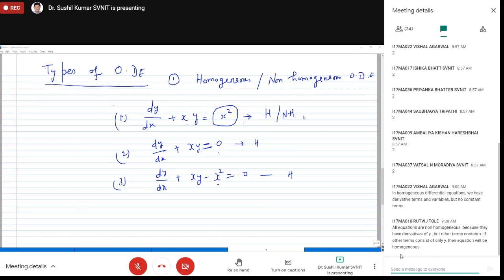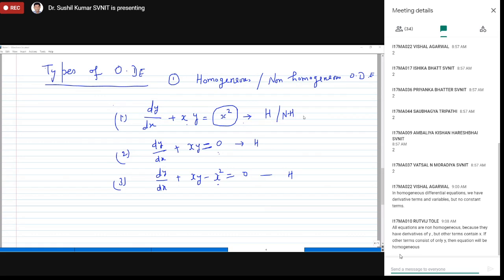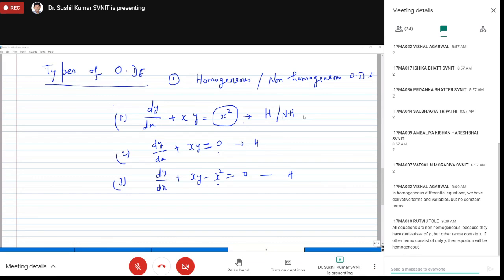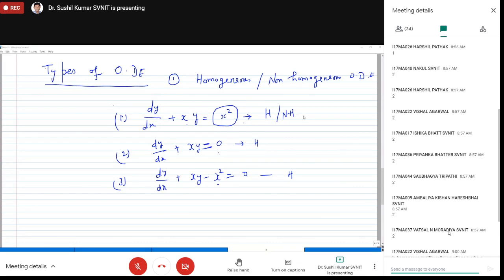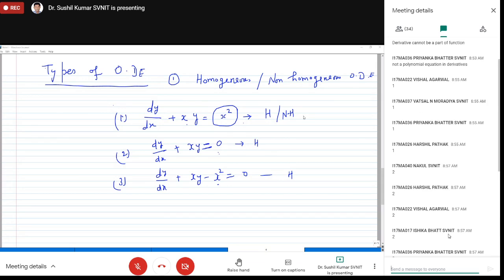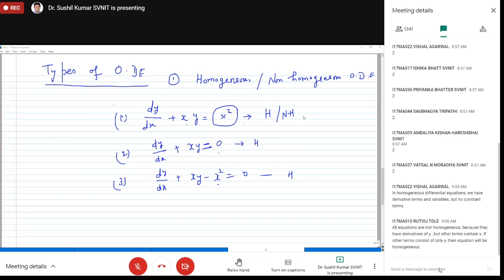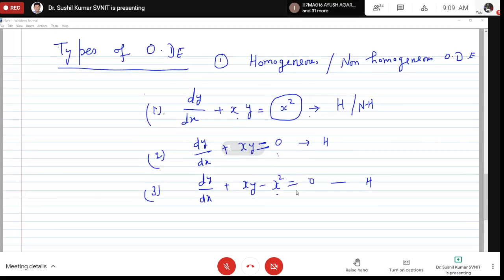You are saying two conditions. The equation must be in polynomial form, and what is next? With constant coefficient. Yes. So have you not studied this type of equation in your first year?